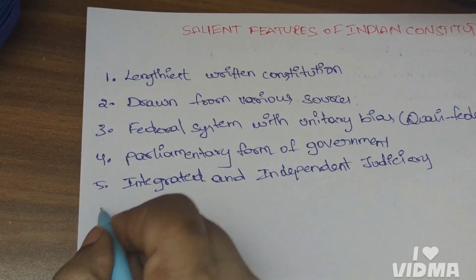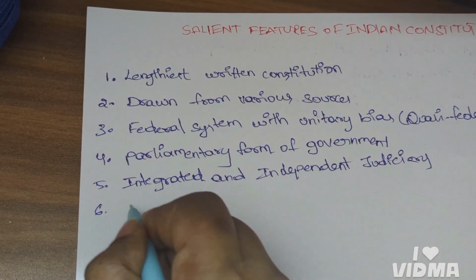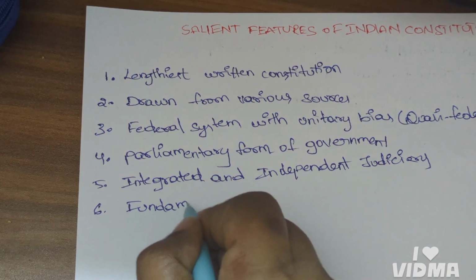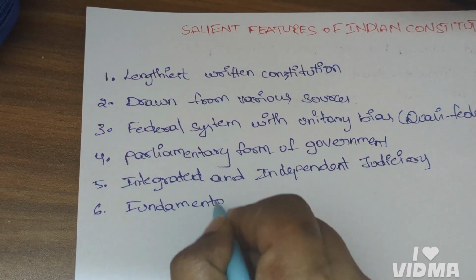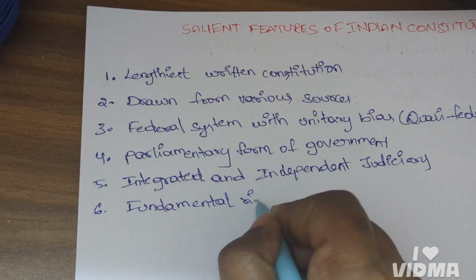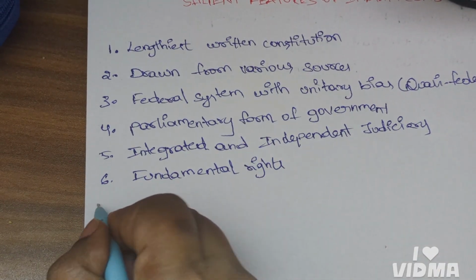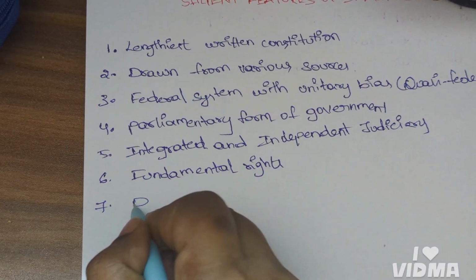Next are fundamental rights. Part 3 of the Constitution guarantees the fundamental rights. This protects citizens from arbitrary state action. Examples: right to equality, right to freedom, right against exploitation, right to freedom of religion, cultural and educational rights, and constitutional remedies. These rights are enforceable in court.